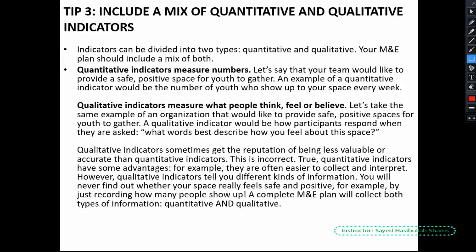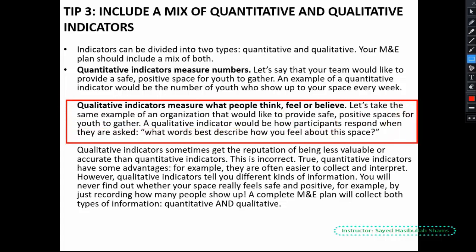So here also we define the quantitative indicators. Quantitative indicators are those indicators that only measure numbers. Through a quantitative indicator, we collect quantitative data. And qualitative indicators measure what people think, their feeling and satisfaction. As I said, we need qualitative indicators in the project.